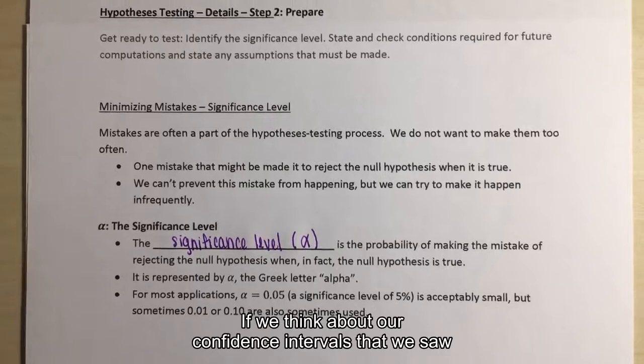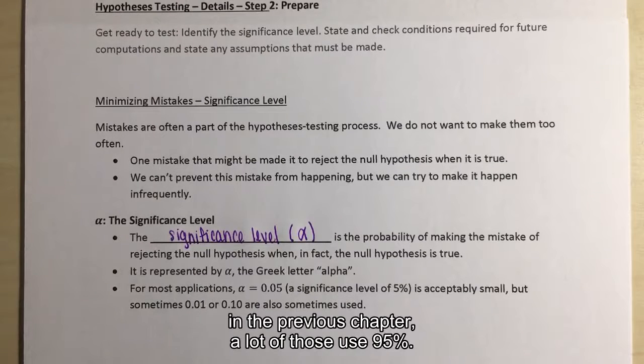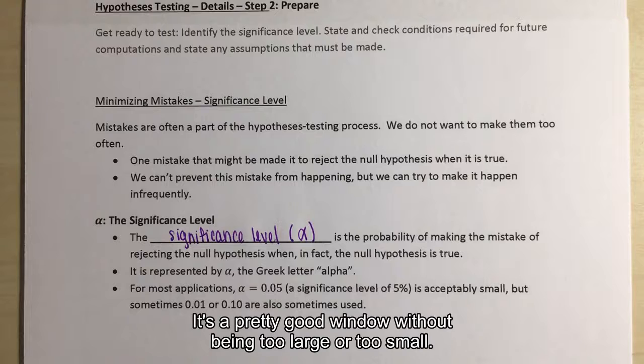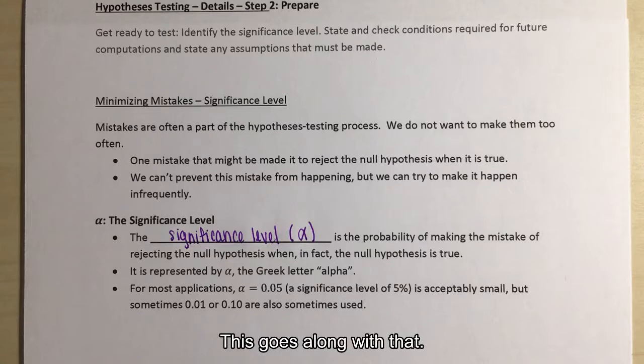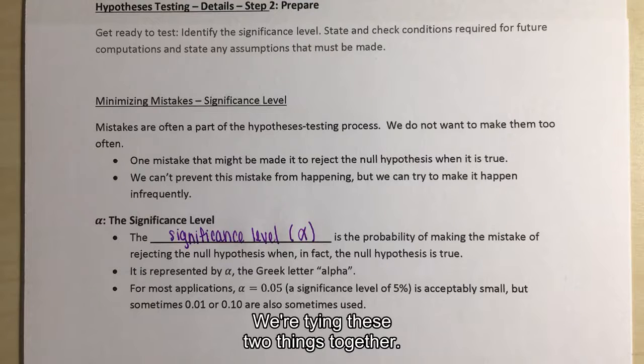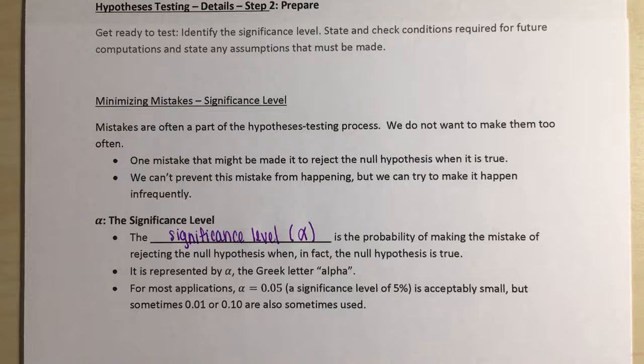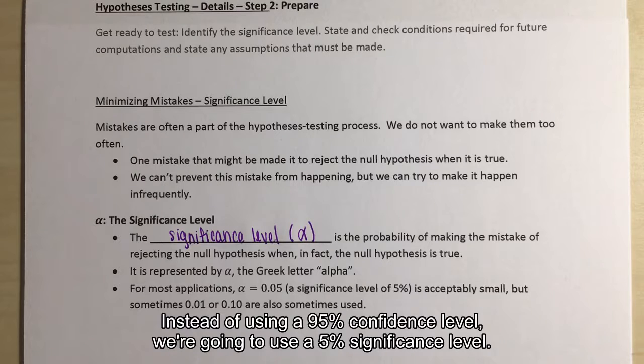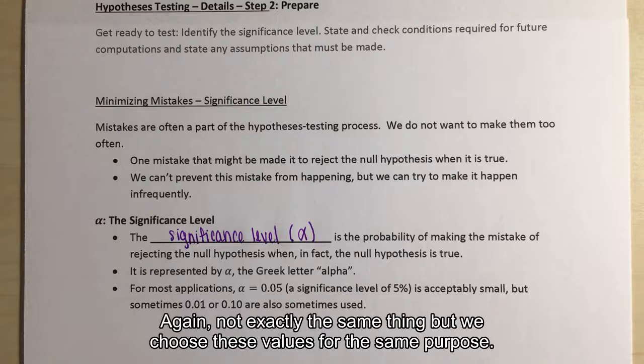If we think about our confidence intervals that we saw in the previous chapter, a lot of those we use 95%. It's a pretty good window without being too large or too small. This kind of goes along with that. 95% and 5% are complements, so we're kind of tying these two things together. So instead of using a 95% confidence level, we're going to use a 5% significance level. Again, not exactly the same thing, but we choose these values kind of for the same purpose.